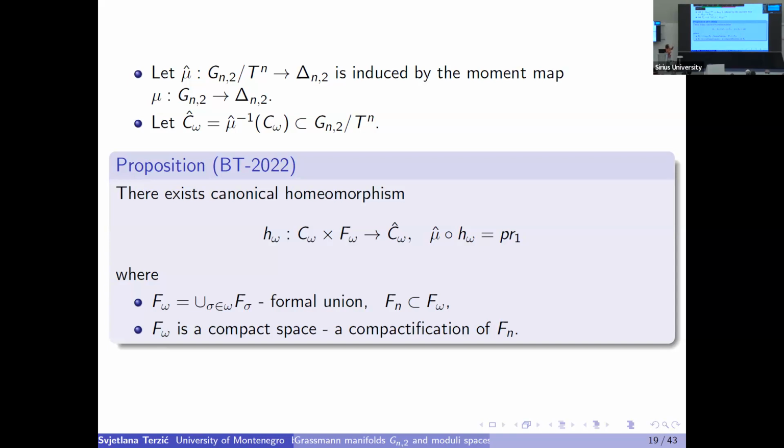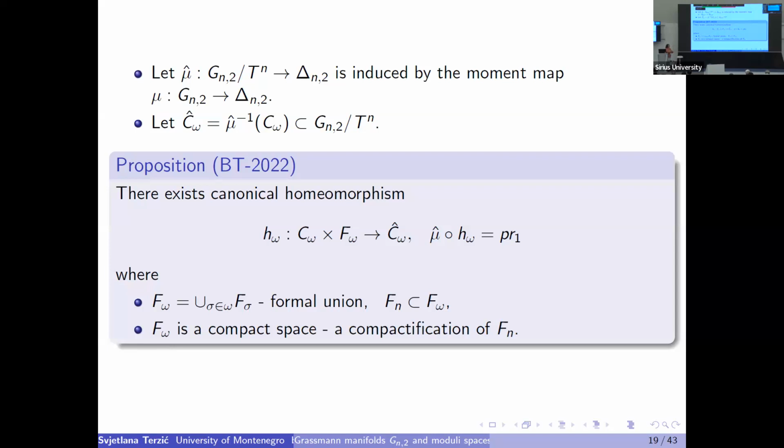homeomorphic to C omega times F omega, where F omega is a topological space, which is a formal union of spaces of parameters of strata F sigma such that sigma belongs to omega. We know that the space of parameters of the main stratum always belongs to F omega, since any chamber C omega belongs to delta n2. F omega is a compact space, it is a compactification of Fn.